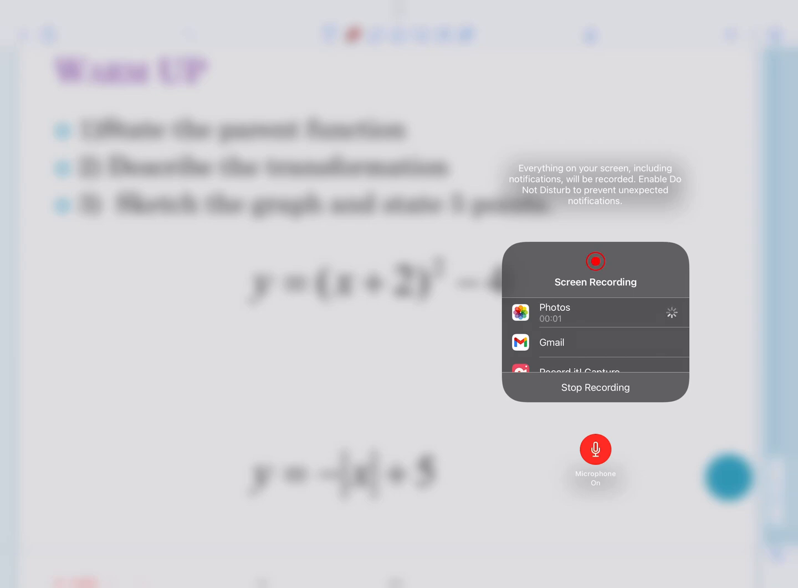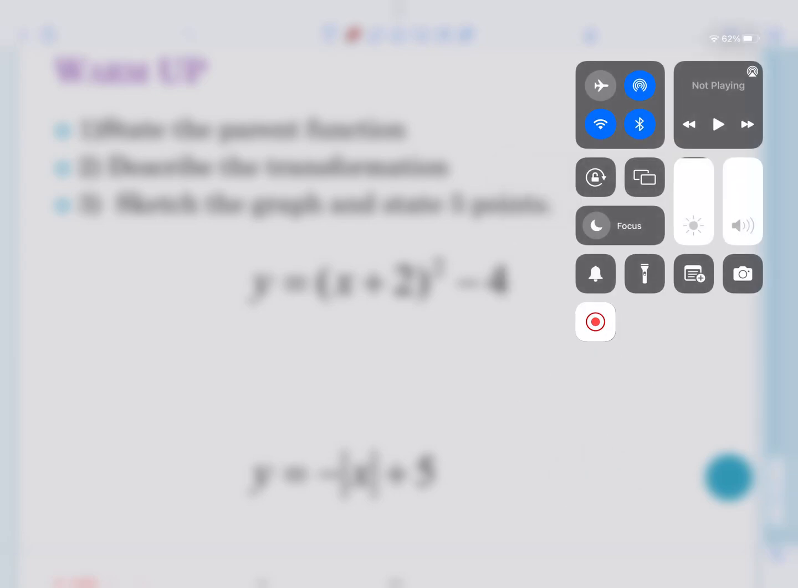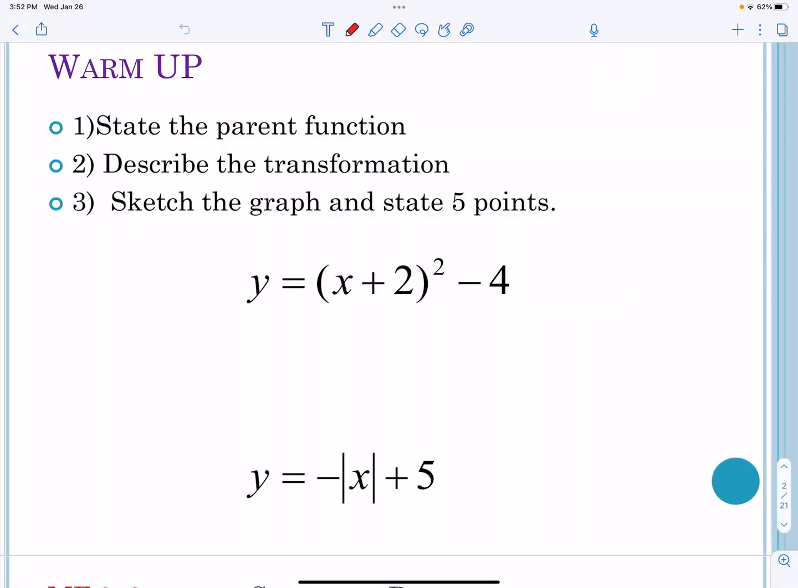All right. So you're going to want to take out a piece of paper and kind of have your notes handy because I'm going to do a little bit of both just to make sure that you understand. Okay, so on the first one, this is a warm-up. I want you to think about answering these three questions.